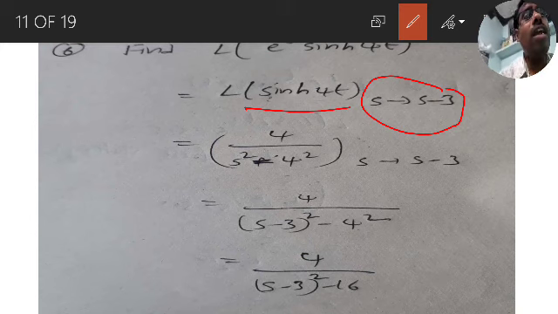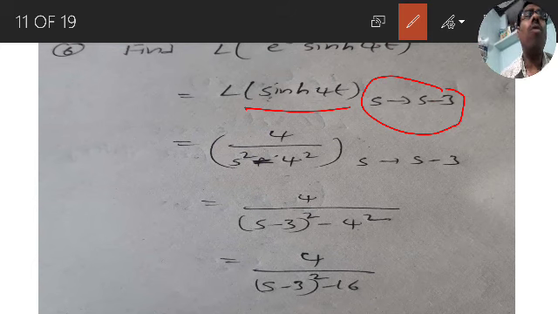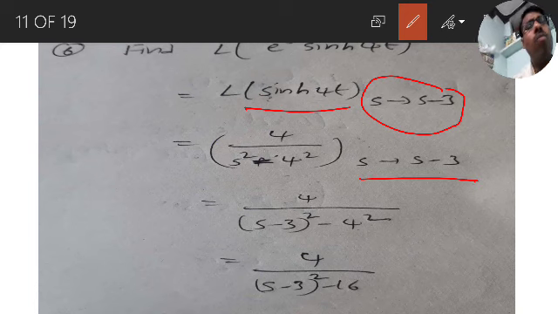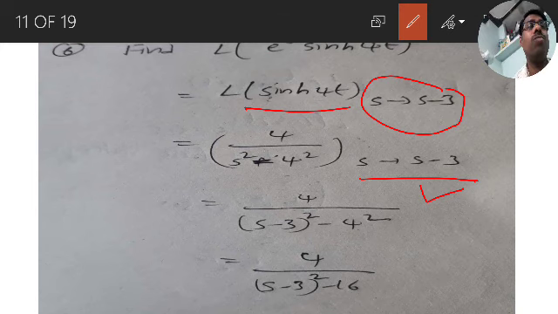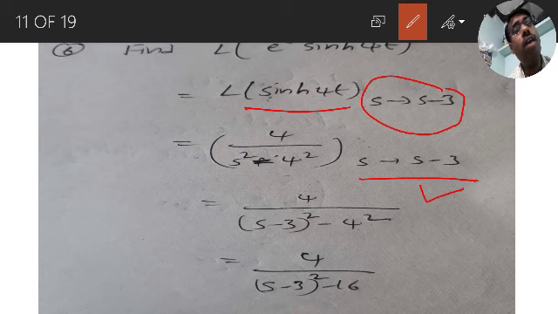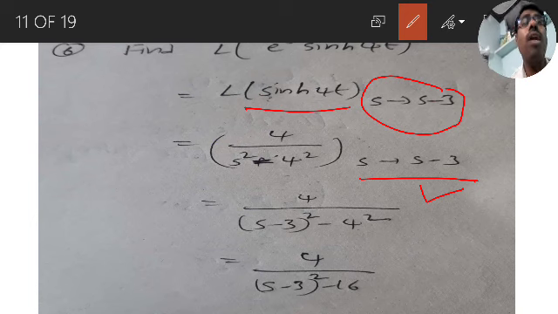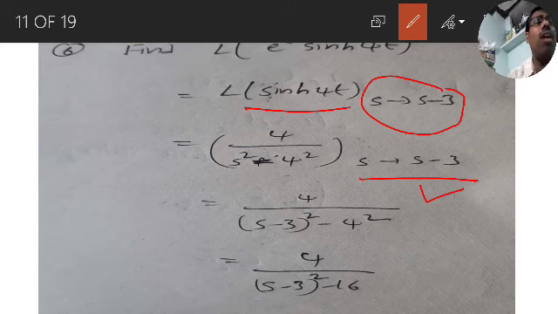Now L of sinh 4t. Sinh 4t means 4 by s square minus 4 square. Replace s by s minus 3. What will you get? 4 by (s minus 3) whole square minus 4 square. What is 4 square? It is 16. 4 by (s minus 3) whole square minus 16. So this is our answer. And if you want, you can expand (a minus b) whole square. What is (a minus b) whole square? A square minus 2ab plus b square. Here it becomes s square minus 6s plus 9, and minus 16. So that gives the answer. So this is our final answer.